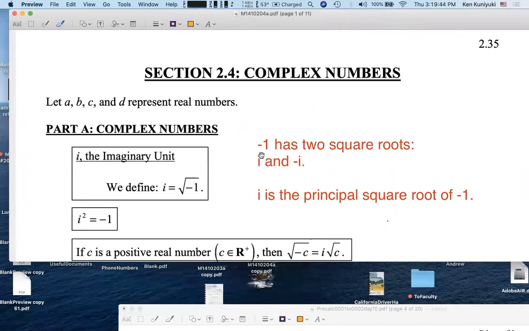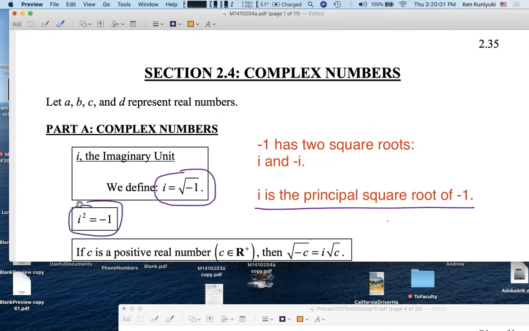Now, -1 has two square roots, called i and -i. i is the principal square root of -1, and we call i the imaginary unit. i squared is therefore -1 itself, and that's something that you use a lot.